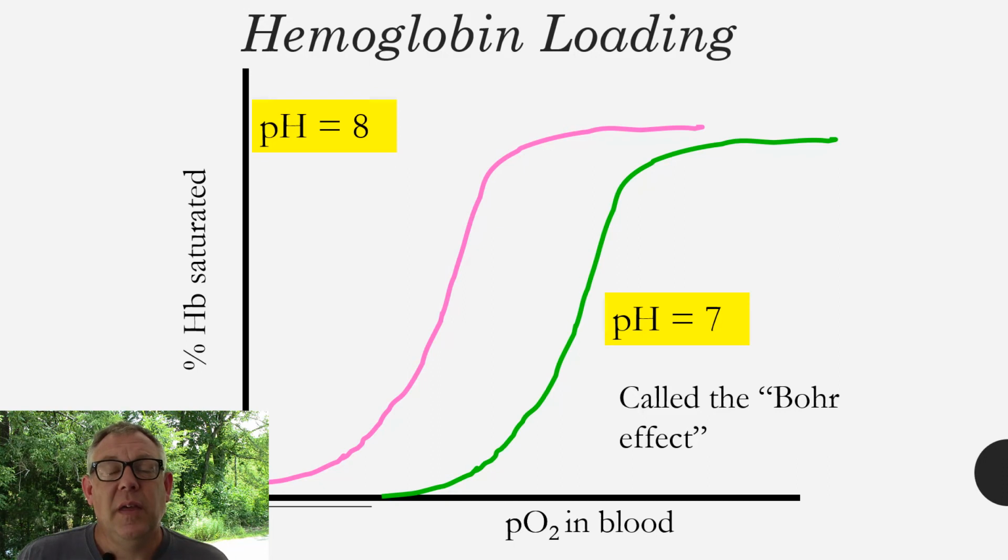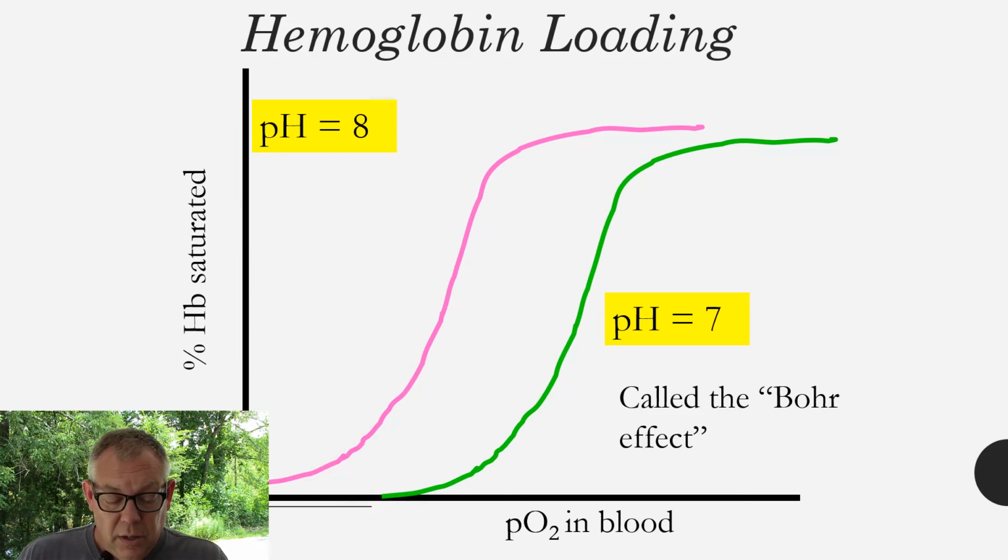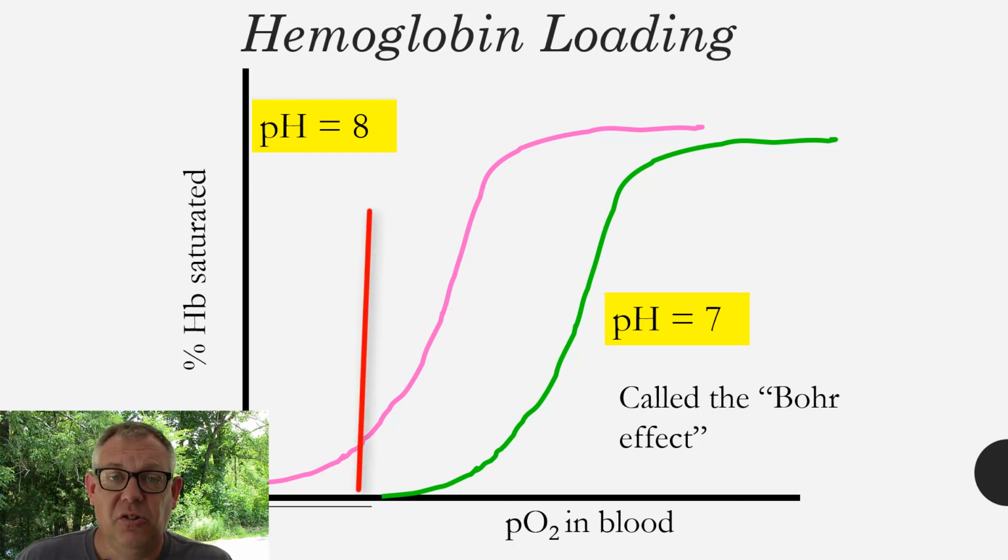Well, at the pH of 7, the hemoglobin has a lower affinity for oxygen. It doesn't bind as well to oxygen. How do I know that? Well, pick a particular oxygen level on the x-axis and look at the two curves. If I pick a spot a little ways up on the x-axis where I don't have a whole lot of oxygen in the blood, you can see that at a pH of 8, some of the hemoglobins are still grabbing some of that oxygen. But if the pH is 7, none of the hemoglobins are grabbing oxygen. And so that means that the hemoglobins have a lower affinity for oxygen.